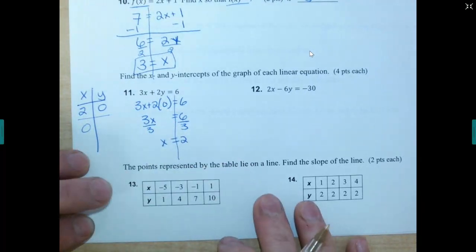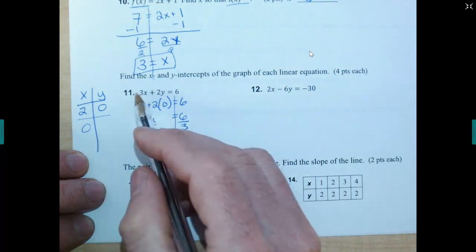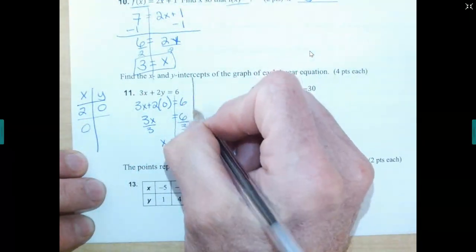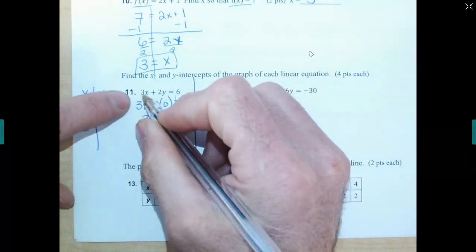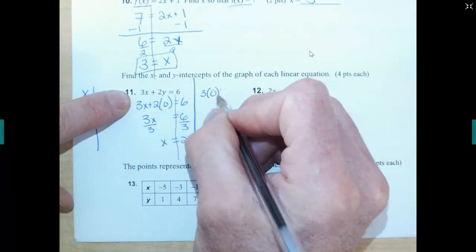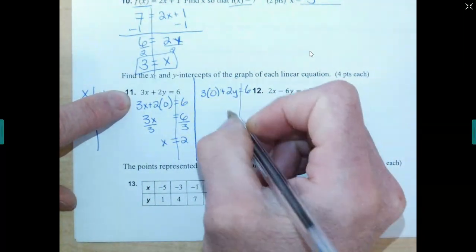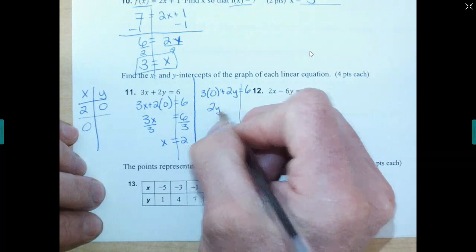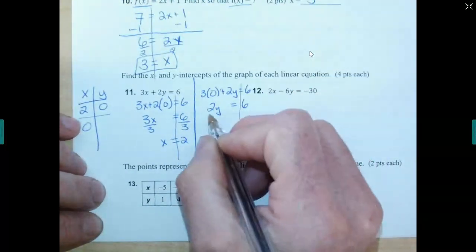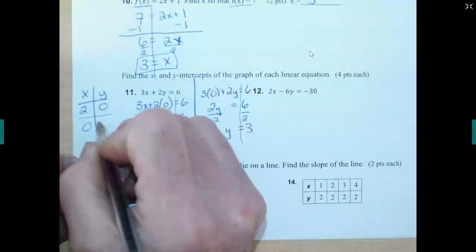X equals 2. And now let's do the same thing where I turn my x into 0. So I have 3 times 0 plus 2y equals 6. So I have 2y equals 6. Y equals 3.